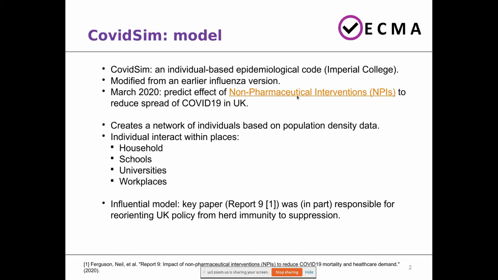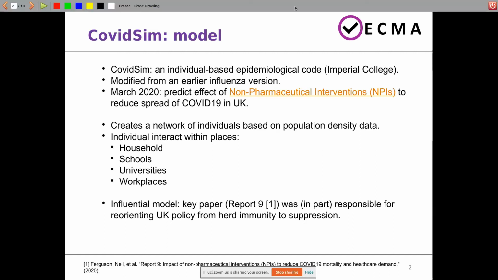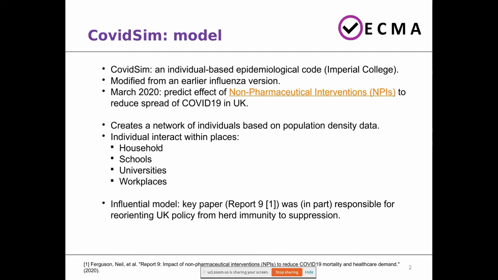So many of you will be familiar with NPIs. These are things like social distancing, closing schools, house quarantine, things like that. And what CovidSim does is create a network of these individuals, right? This individual-based code does that based on available population density data. And so you have this network which mimics the UK, and in this network, people can interact in 4 different places. So we have households, schools, universities are separate, and then general workplaces.